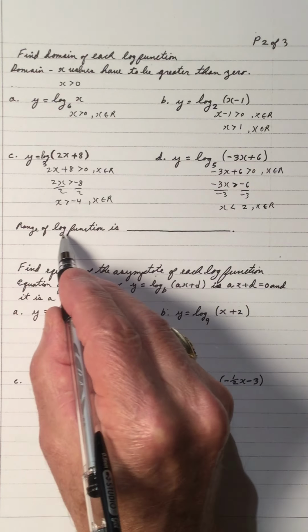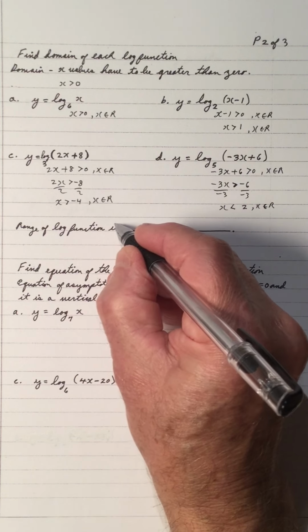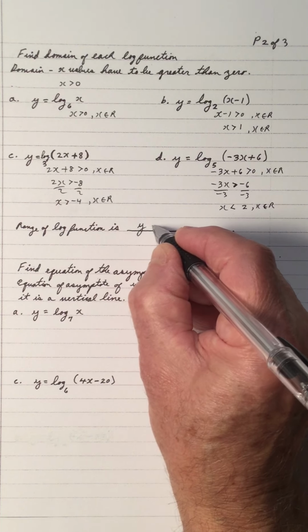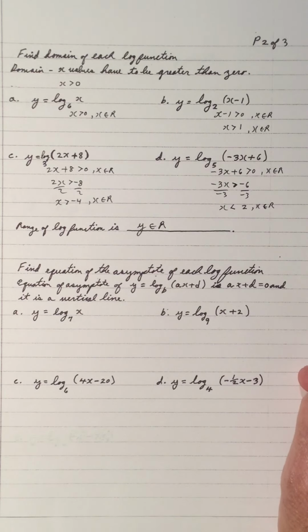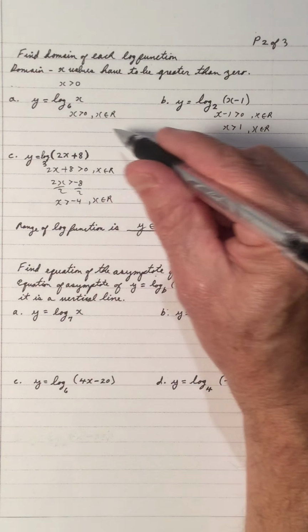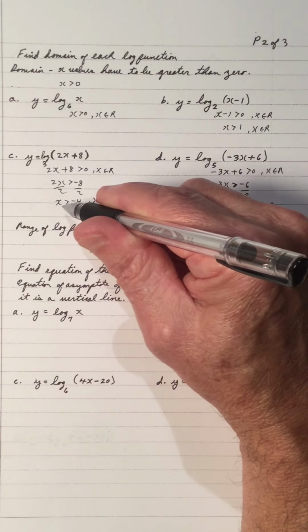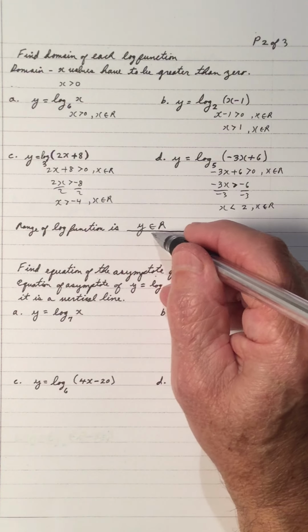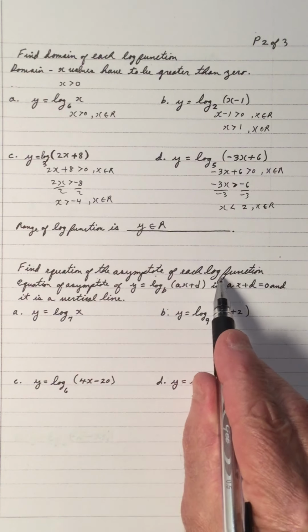The next one, the range of a log function. In a log function, the range is always the real numbers. Log y belongs to the set of real numbers. All log functions have their range belong to the real numbers. It's the domain that has the restrictions on. X is greater than 0, or in this one x is greater than 1, or in this one x is greater than negative 4, or here x is less than 2, but the range is always real numbers for the y.